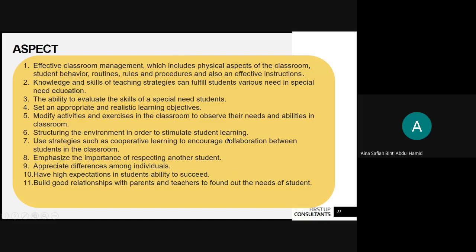And number seven, use strategies such as cooperative learning to encourage collaboration between the special needs student and the other students in the classroom. And then number eight, emphasize the importance of respecting other students. And then number nine, appreciate differences among individuals. And then number 10, have high expectations of students' ability to succeed. And then the last one is build a good relationship with parents and teachers to find out the needs of the disabled student.